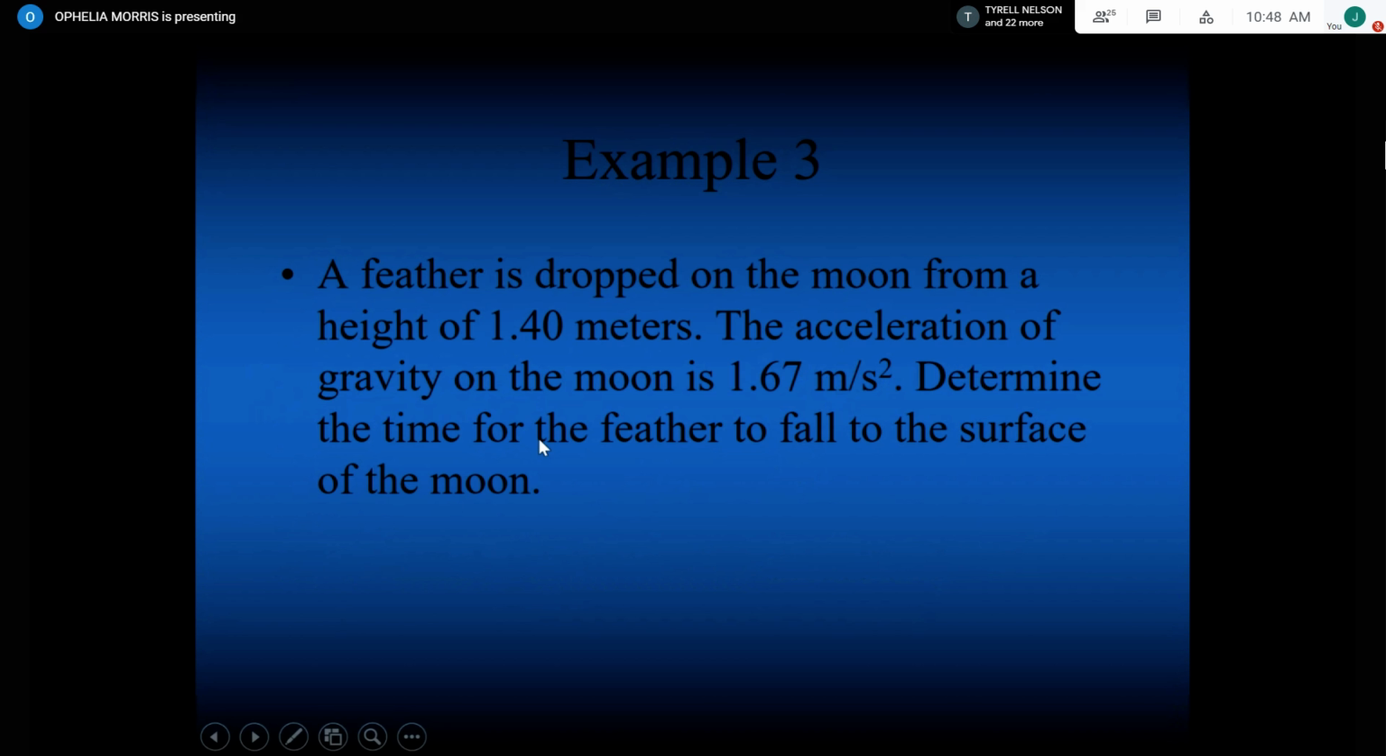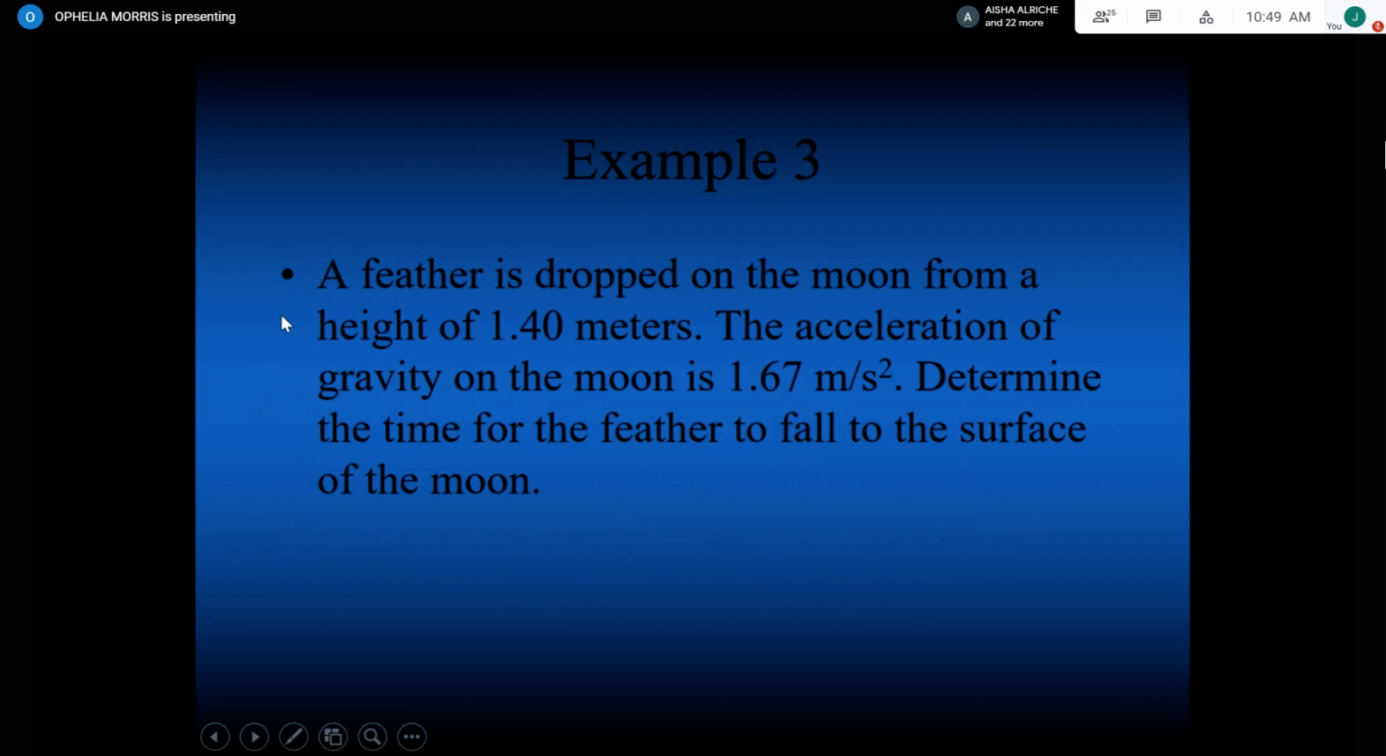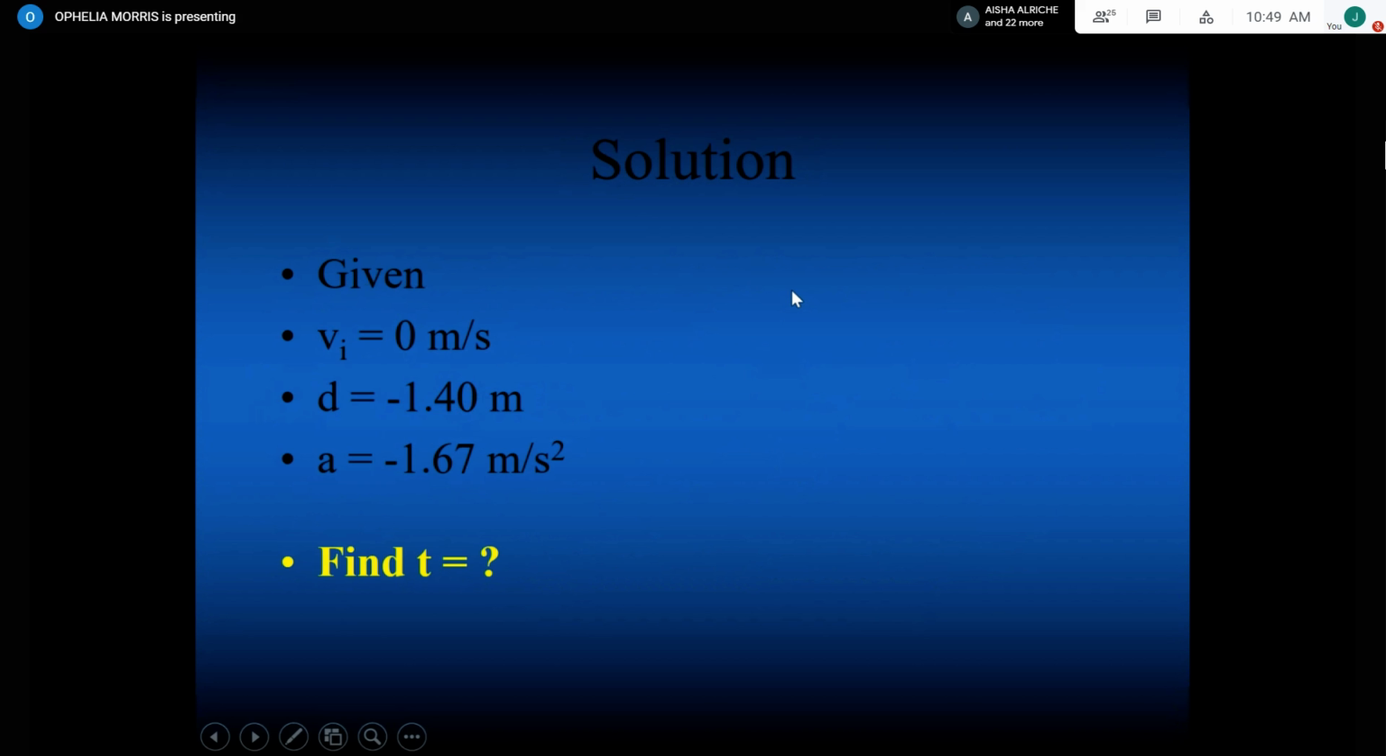So they want you to determine the time for the feather to fall to the surface of the moon. So what did they give us? They gave us V initial. Again, V initial is implied. They're not going to put it in the question. They gave me my distance and they gave me my acceleration. Again, because it's dropped, it's negative. Questions, anybody?